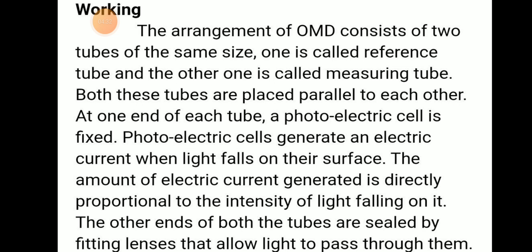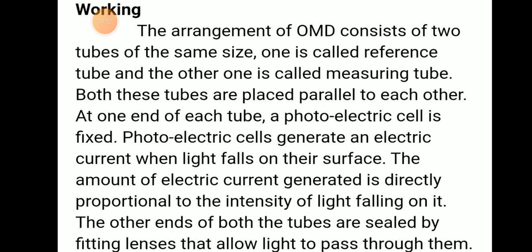In the figure we have seen that the oil mist detector consists of two tubes, a reference tube and a measuring tube. Both tubes are placed parallel to each other. At one end of each tube a photoelectric cell is fixed, and this photoelectric cell will generate electric current when light falls on its surface.